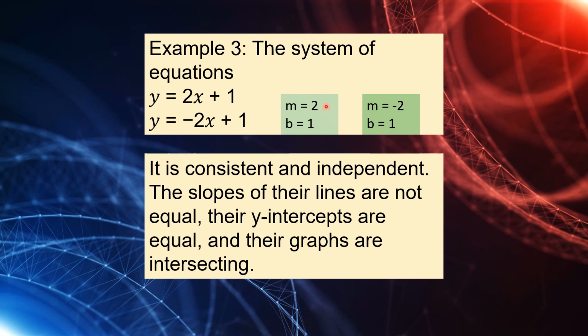So let's compare the slopes and the y-intercepts. As you can see, the slopes are not equal, but the y-intercepts are equal. Thus, it is consistent and independent. Why? Because their slopes are not equal and the y-intercepts are equal. And the graph of this system of equations is intersecting.